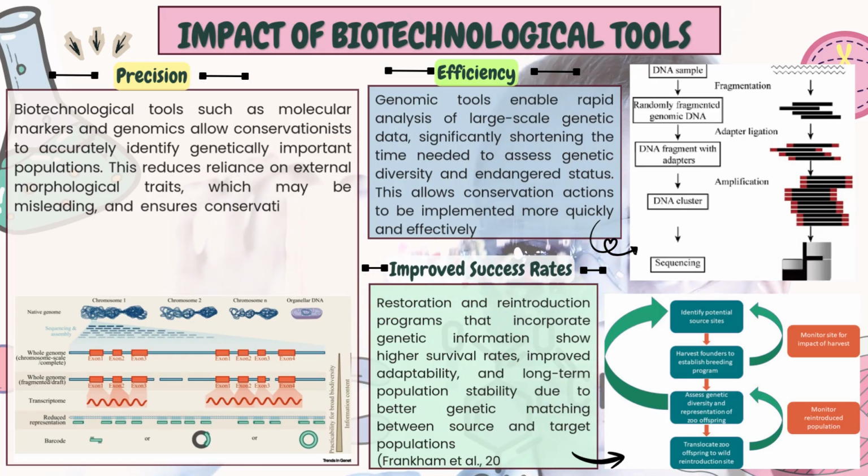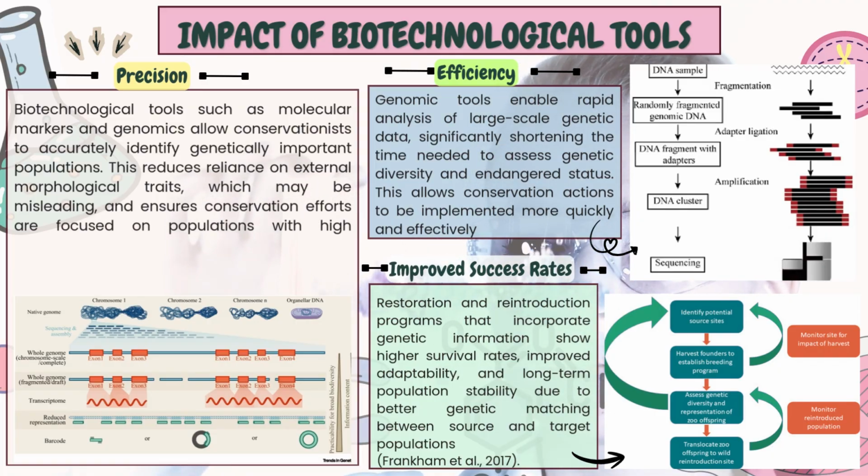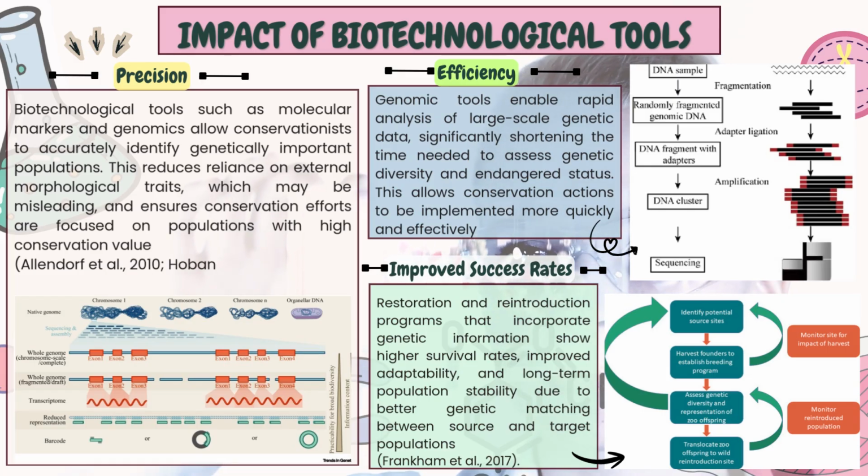Secondly, these genomic tools improve efficiency. Large amounts of genetic data can be analyzed in a shorter time, which speeds up the process of assessing genetic diversity and identifying endangered species. As a result, conservation actions can be planned and implemented more quickly and effectively.